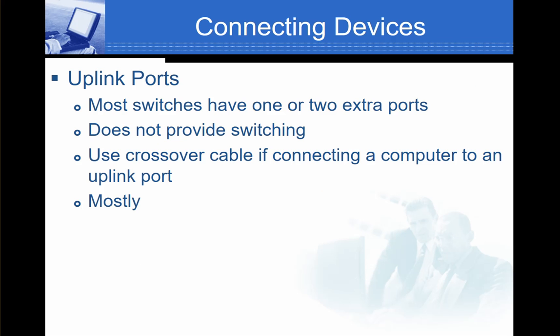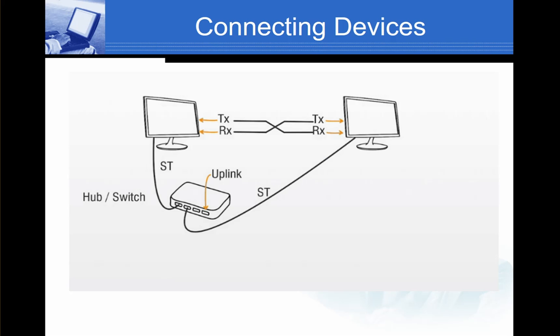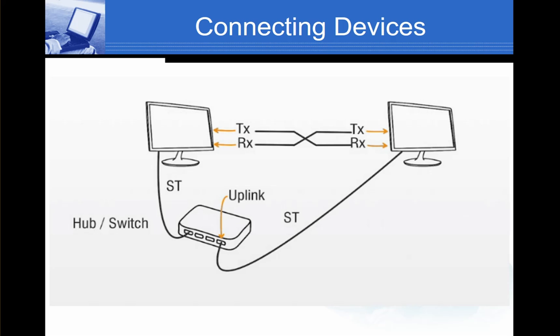The uplink ports usually go from one switch to a port on another switch, not to the uplink port. And you'll see in the video that it does not provide switching. So you need to use a crossover cable if you're connecting a computer to an uplink port. This is a little diagram of how it is. You can see that the TX, which is transmit, must go to the RX, which is receive. And then you can see the uplinks and how they're connected.